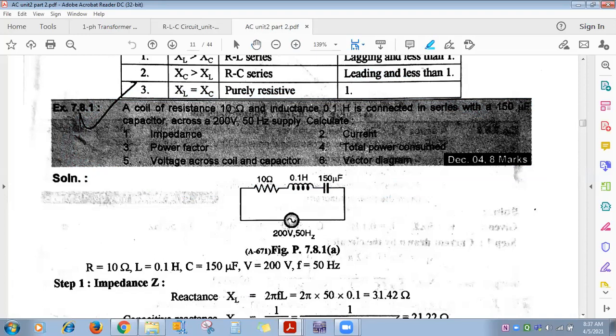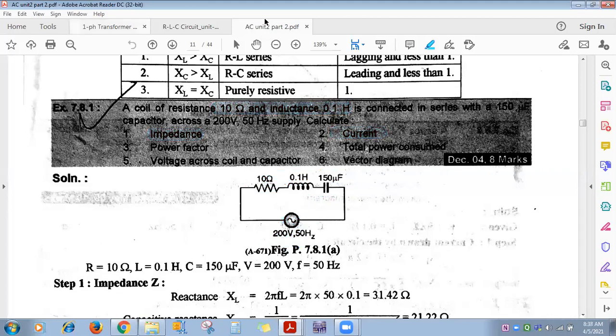A coil of resistance 10 ohm and inductance 0.1 Henry. Directly it is given to you that the coil has some resistance also and inductance also. This coil is connected in series with a 150 microfarad capacitor across a 200 volt, 50 hertz AC supply. Then you have been asked to calculate the impedance, current, power factor, total power consumed and voltage across coil and capacitor. Okay, easy sum hai.